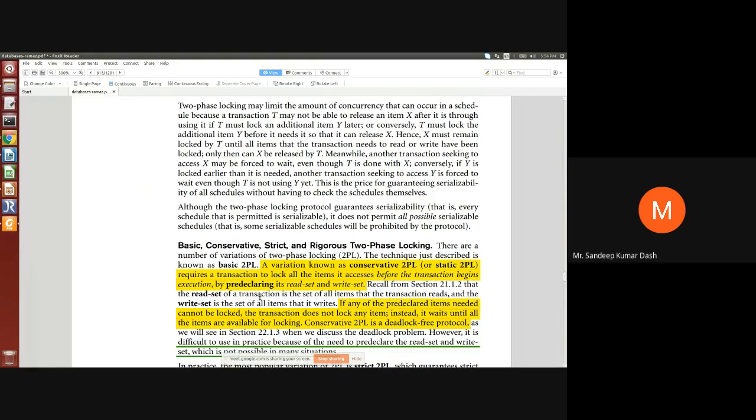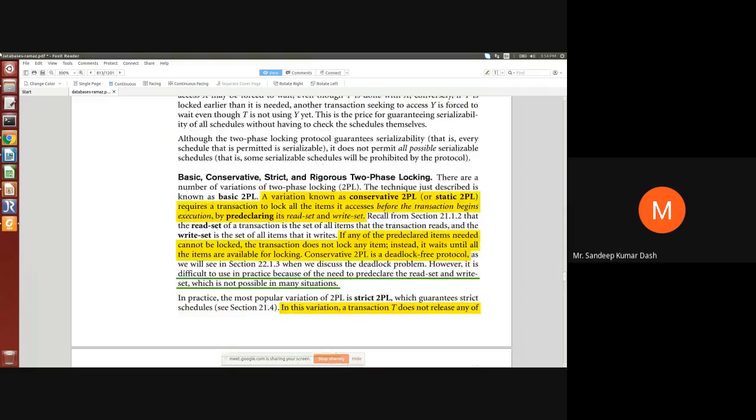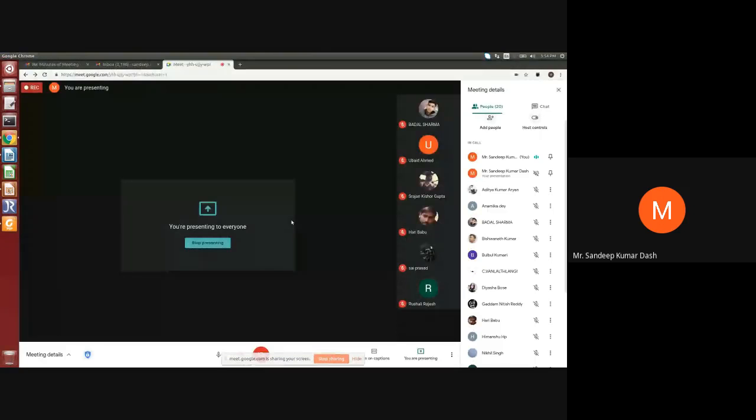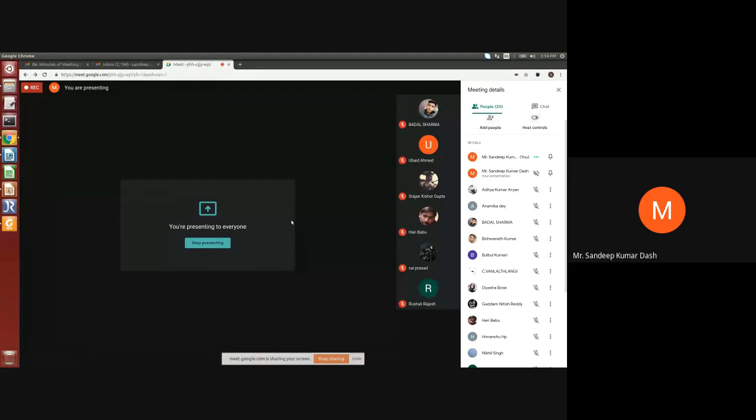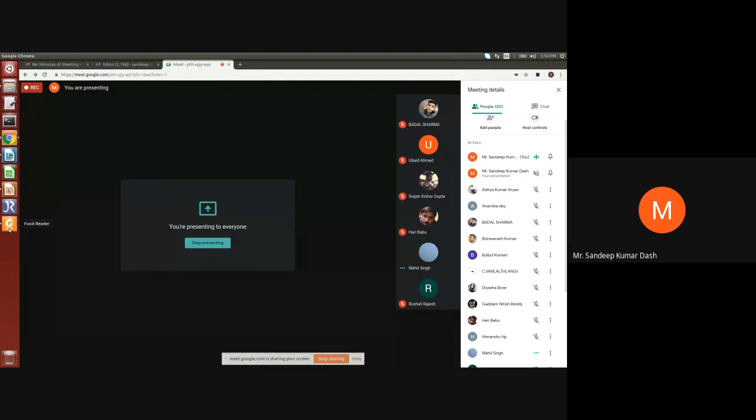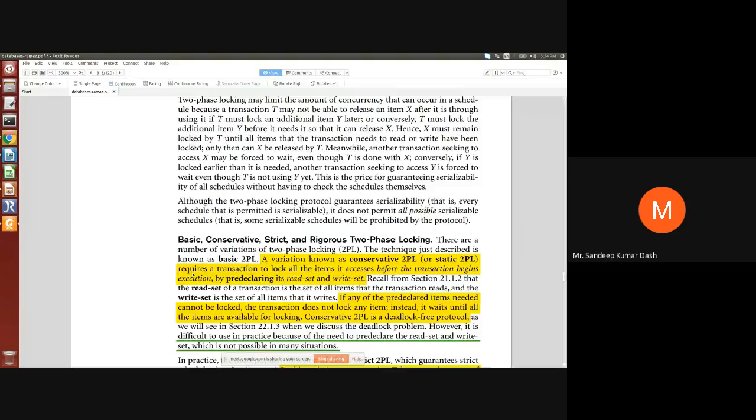Granting means, what do you mean by granting of a lock? Anyone? Allowing a transaction to lock on any data item. Yeah, allowing the lock on any data item so that the transaction can either read or write it.